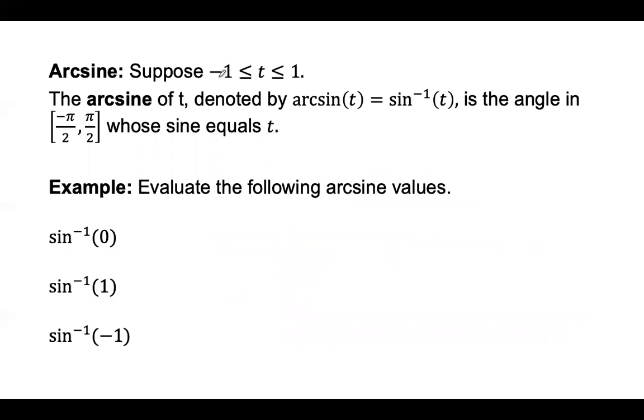So if we suppose t goes from -1 to 1, the arc sine of t, denoted arc sine of t, is equal to sine inverse t, and it's just the angle between negative pi divided by 2 and pi divided by 2 whose sine equals t. So we can evaluate the following. The first one's kind of straightforward.